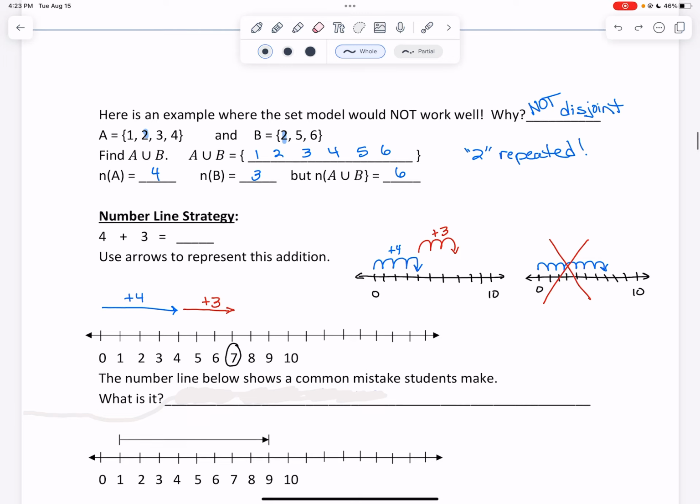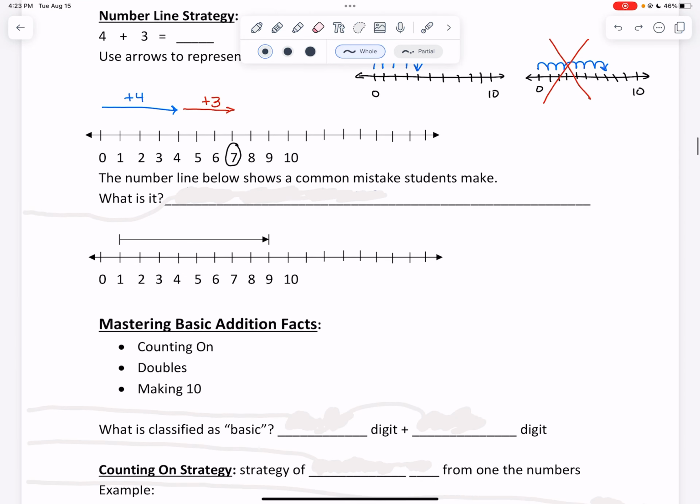Now, let's look at this number line right here, okay? There's something wrong with that number line. Can you tell what's wrong with that number line? Let me scoop that down a bit. Okay, so what's wrong with that number line is that it did not start at 0. So our number line should have started here and gone all the way, okay?